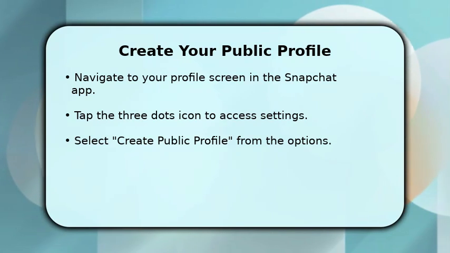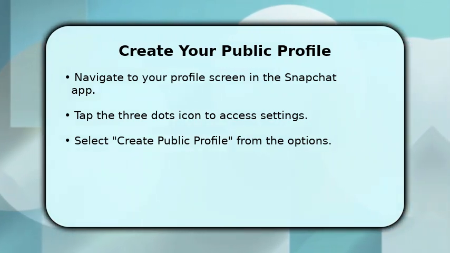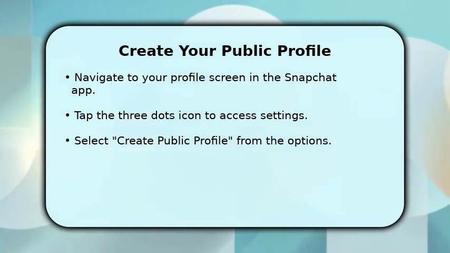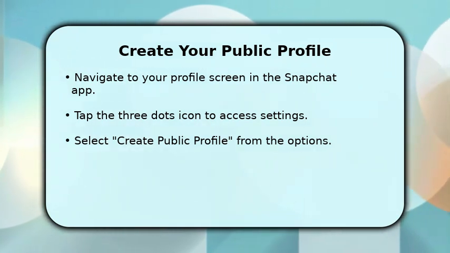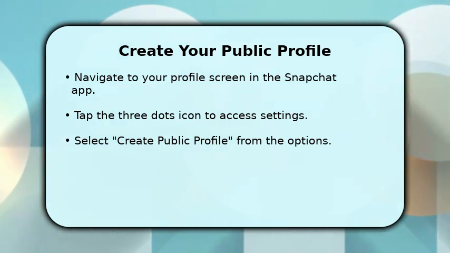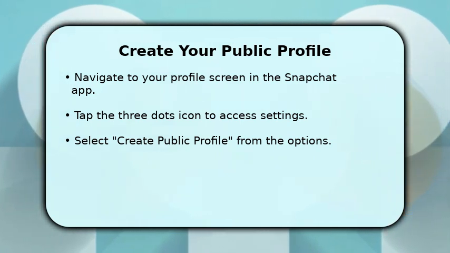Once you've met the initial requirements, open Snapchat and go to your profile screen. Look for the three dots icon, usually located in the top right corner, and tap it. From the menu that appears, select the option to Create Public Profile. Follow the on-screen prompts to finalize this process and establish your public presence.